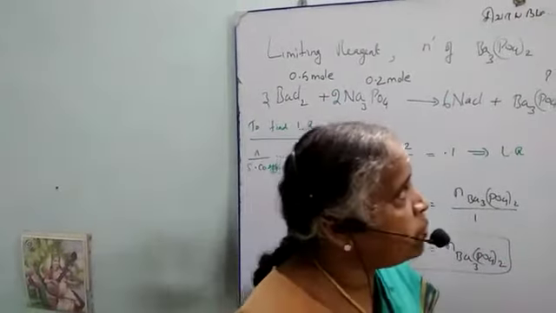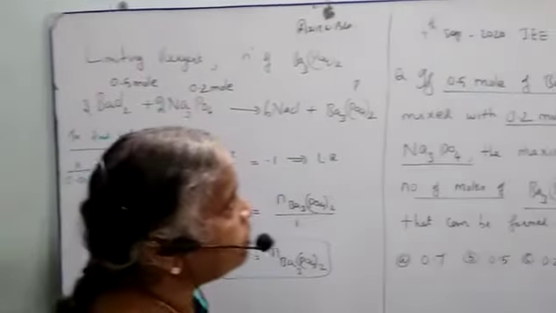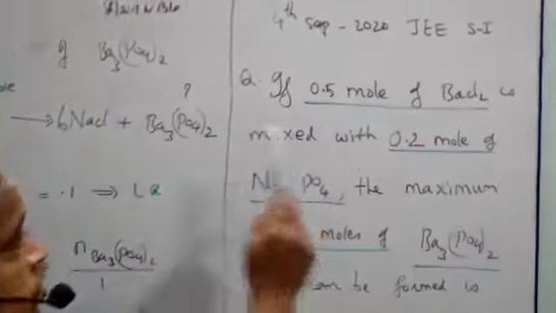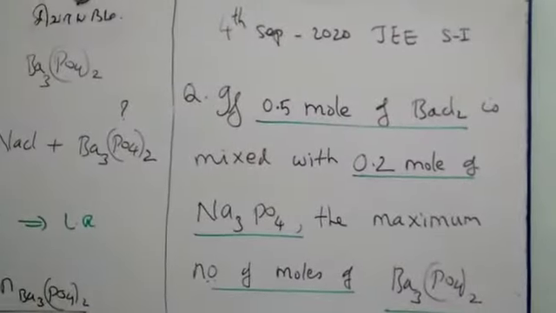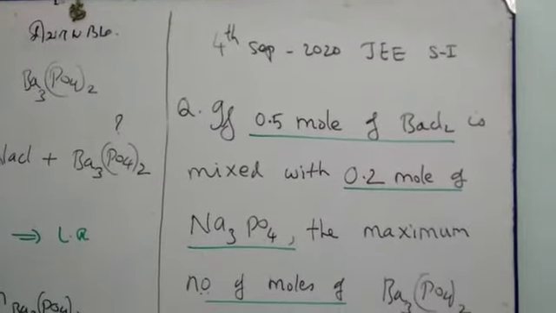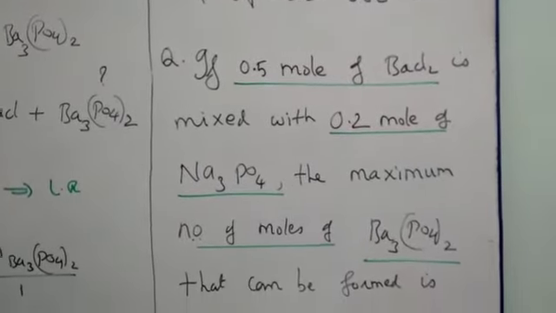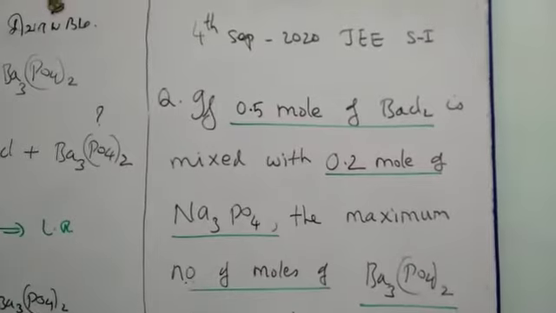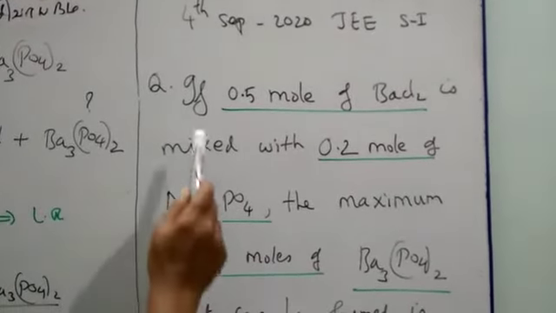Now I am going to upload the video from the 4th September JEE Shift 1 questions. This question belongs to limiting reagent, which is given by NTA. So the questions are very simple only. Now let us see the question.